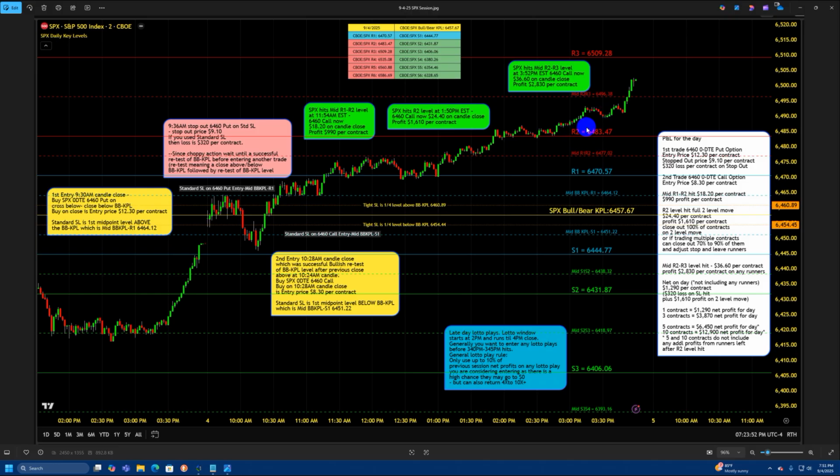And in that case, if you're going to use a stop loss, then if you're doing a tight stop loss, it would be the first quarter level below R2. If you're using a standard stop loss, it would be the first midpoint below R2.